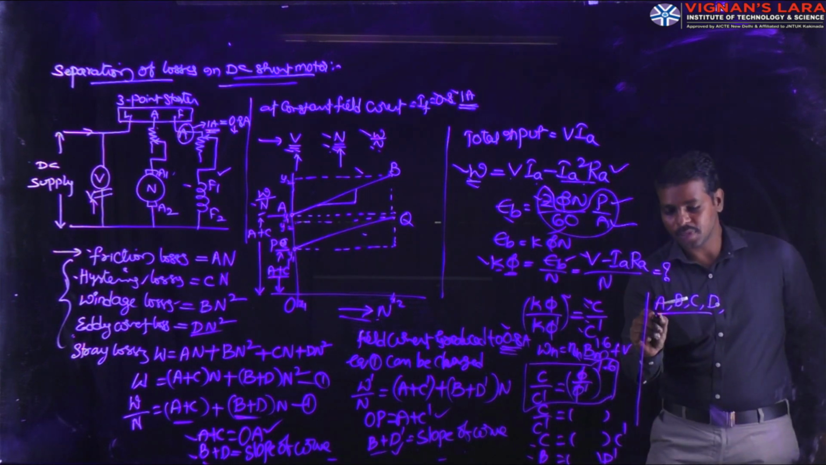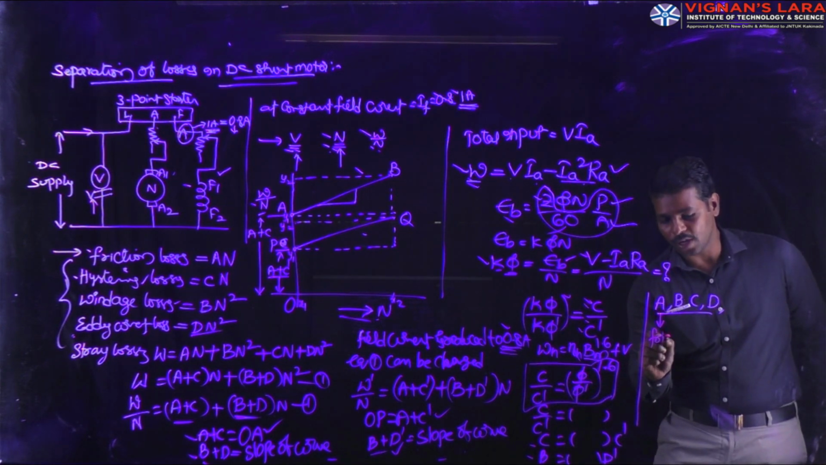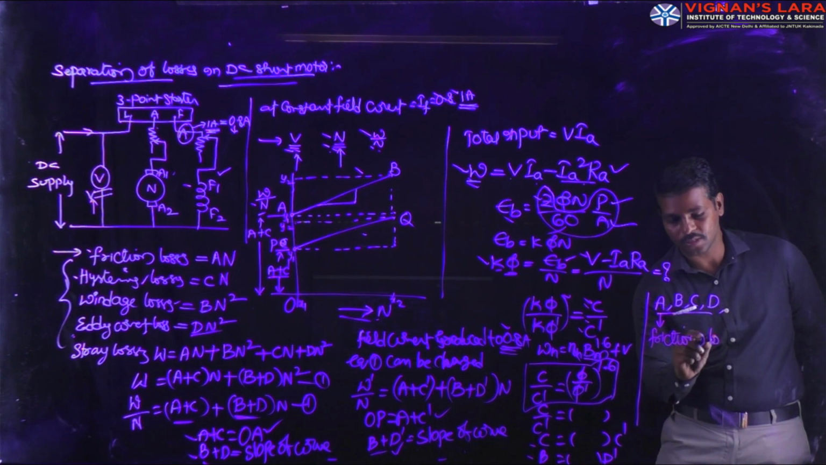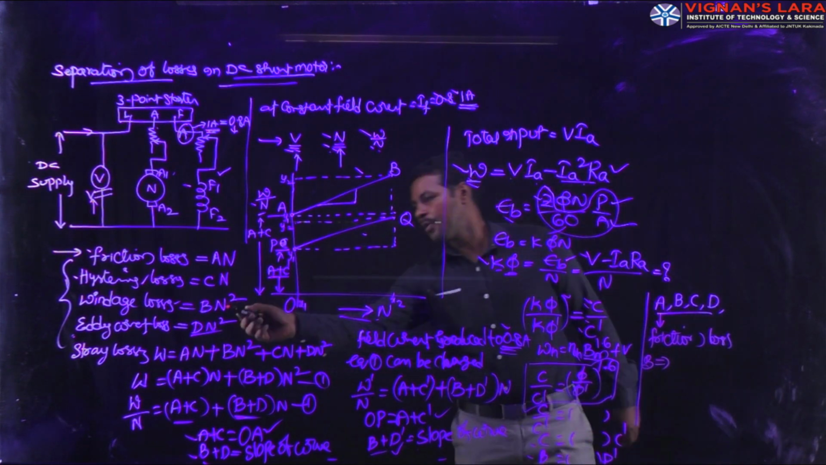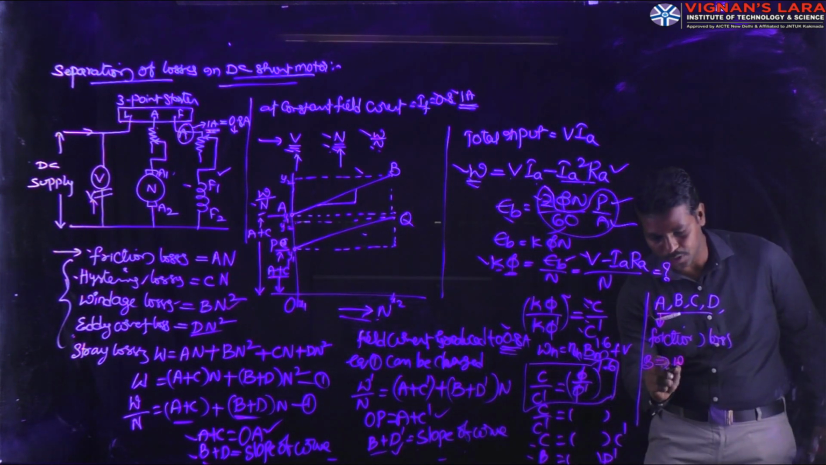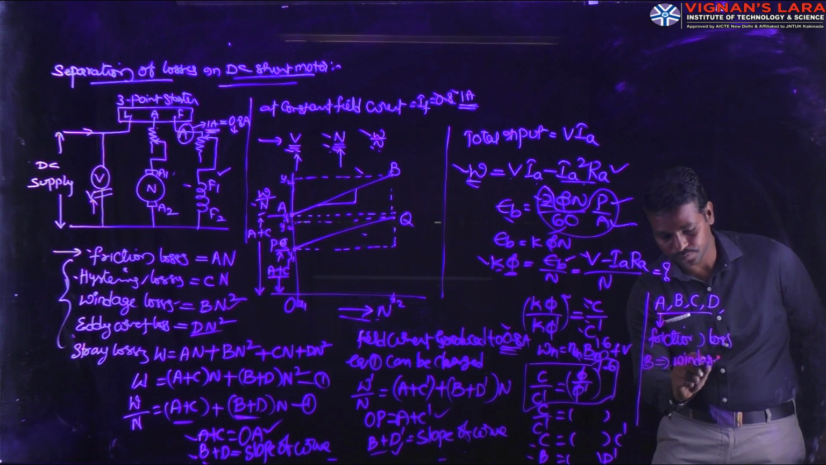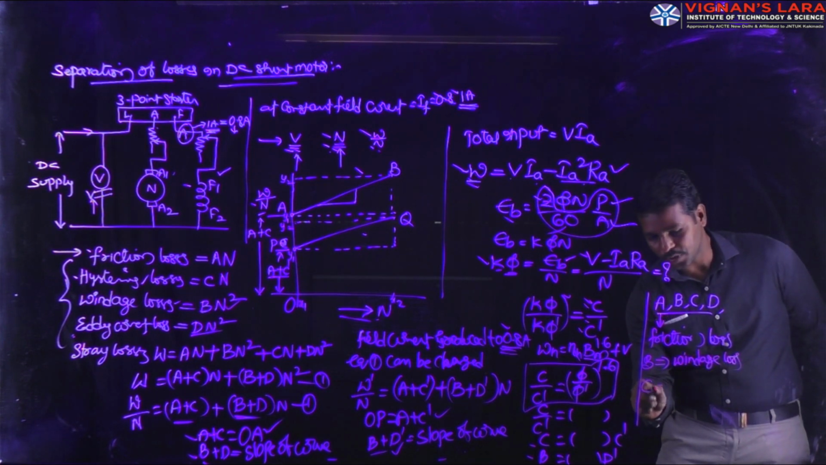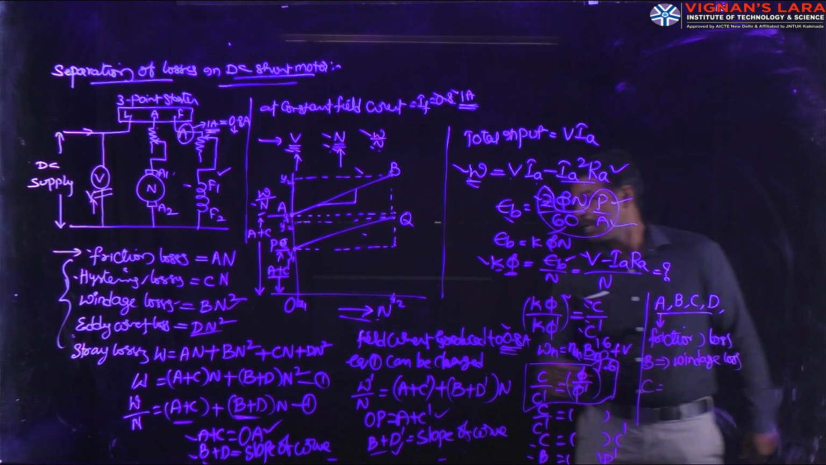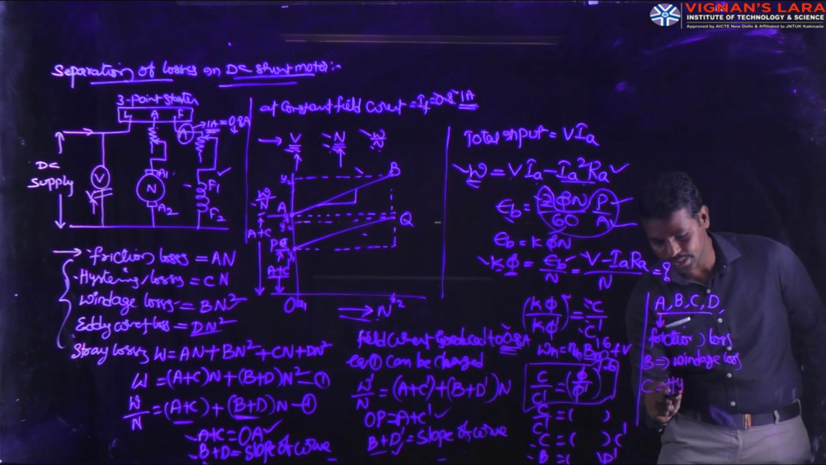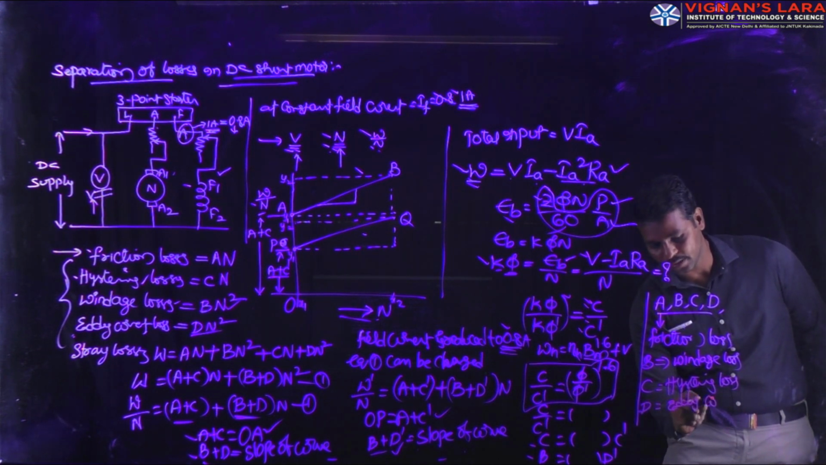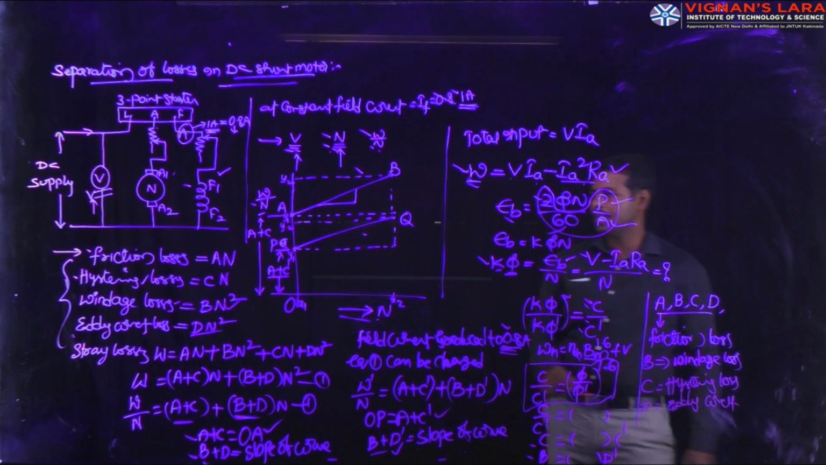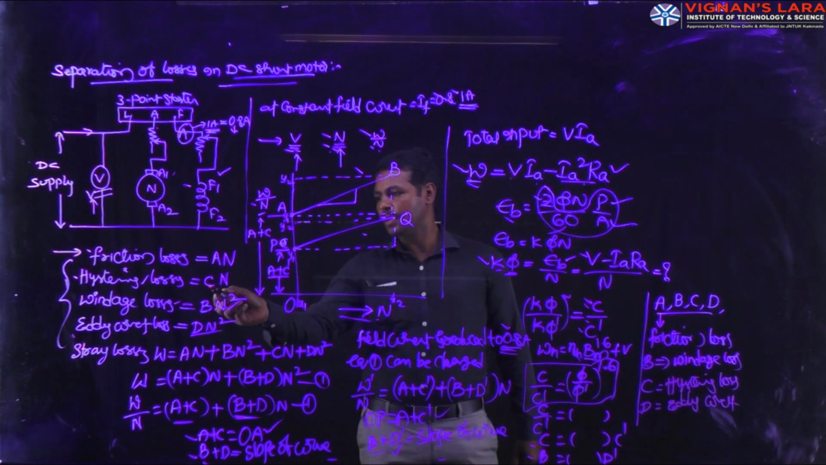So A is equal to friction loss. B is equal to windage loss. C is equal to hysteresis loss, and D is equal to eddy current loss. Based on these four parameters, we can separate the losses.